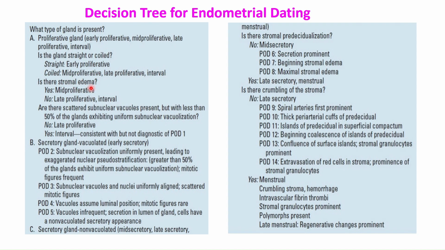Now, see stromal edema. Present? Yes, then it is mid proliferative. Absent, so it is late proliferative or interval. Now, are there scattered subnuclear vacuoles present, but with less than 50% of the glands exhibiting uniform subnuclear vacuolization? If it is absent, then late proliferative phase. If it is yes, interval phase, consistent with but not diagnostic of post-ovulatory day 1.